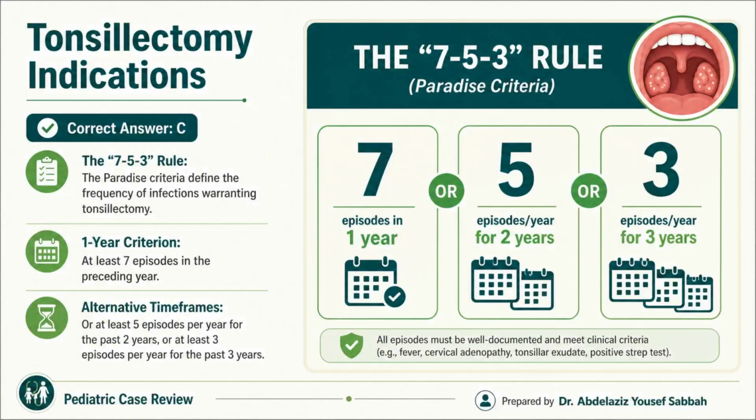The correct answer is C, 7 episodes. The Paradise criteria are the gold standard for determining when recurrent throat infections warrant a tonsillectomy. The easiest way to remember this is the 7-5-3 rule: at least 7 episodes in the past year, or at least 5 episodes per year for the past 2 years, or at least 3 episodes per year for the past 3 years. These episodes must be well documented and meet specific clinical features.